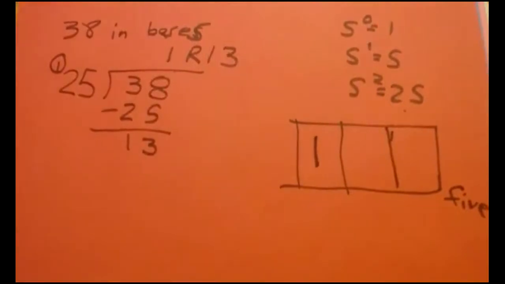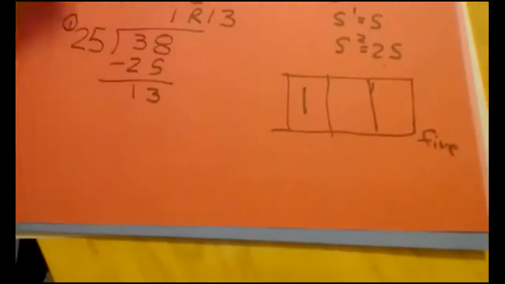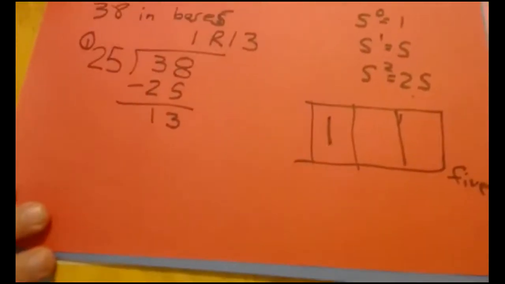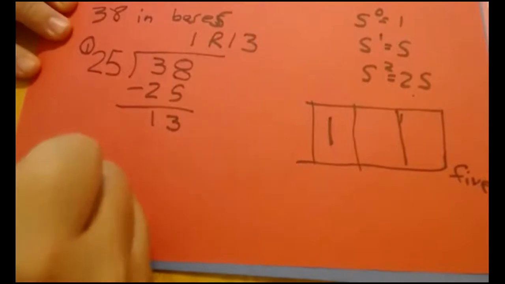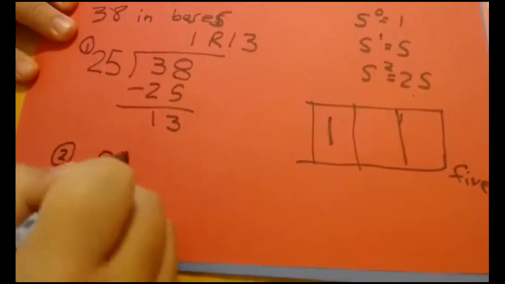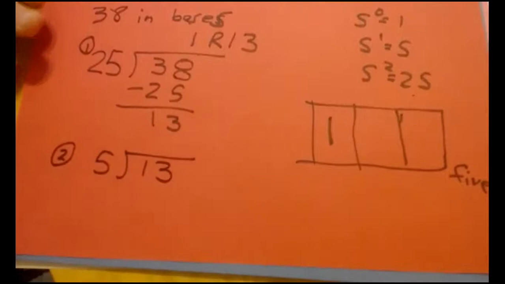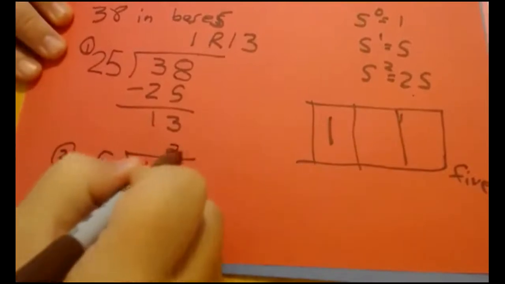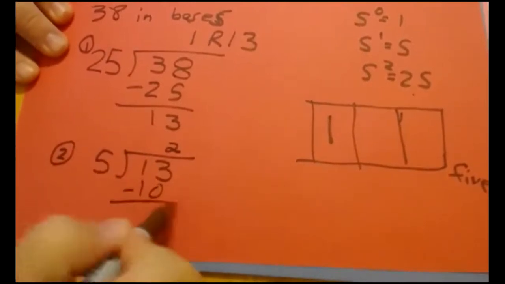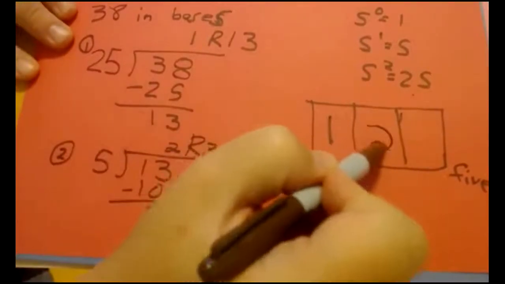Okay? Now, the next one, let's get a little bit of a better view. The next one is going to be step 2. It's going to be 5 into our remainder, 13. What do you get? You get 2, remainder 3. You have a 2.